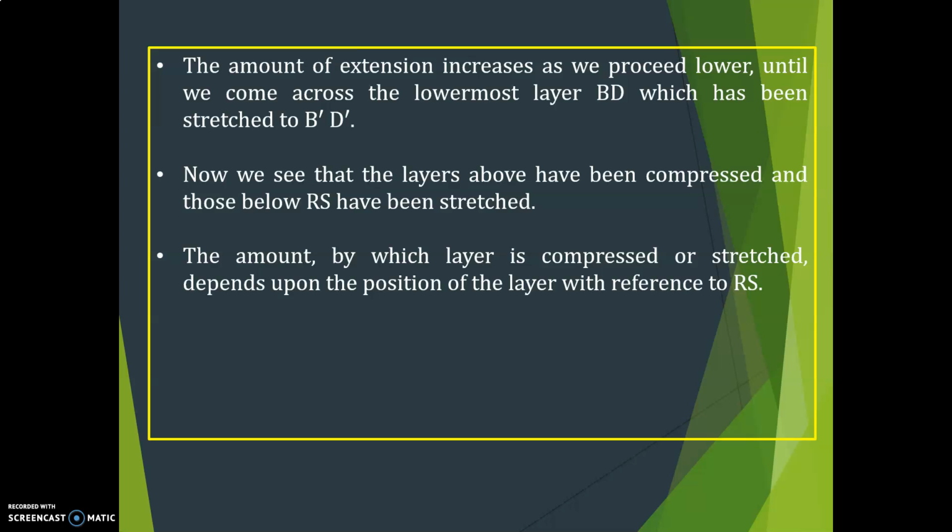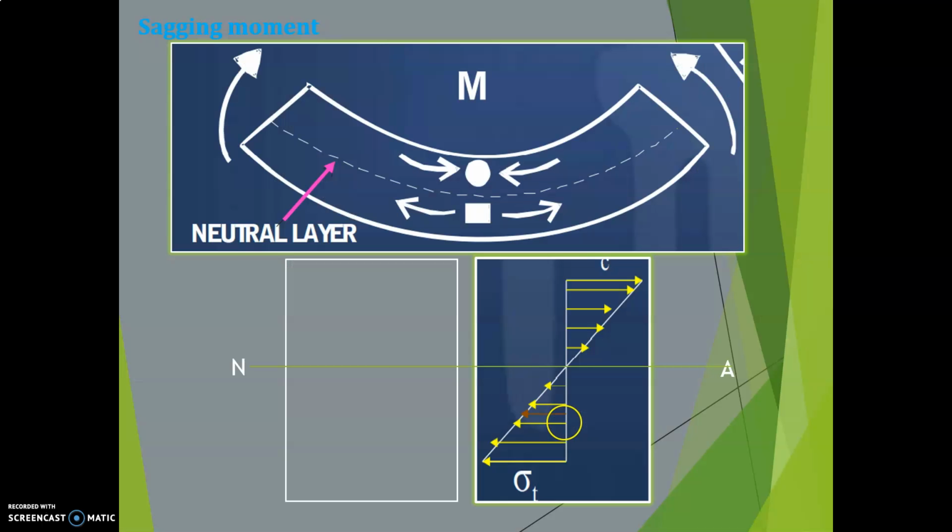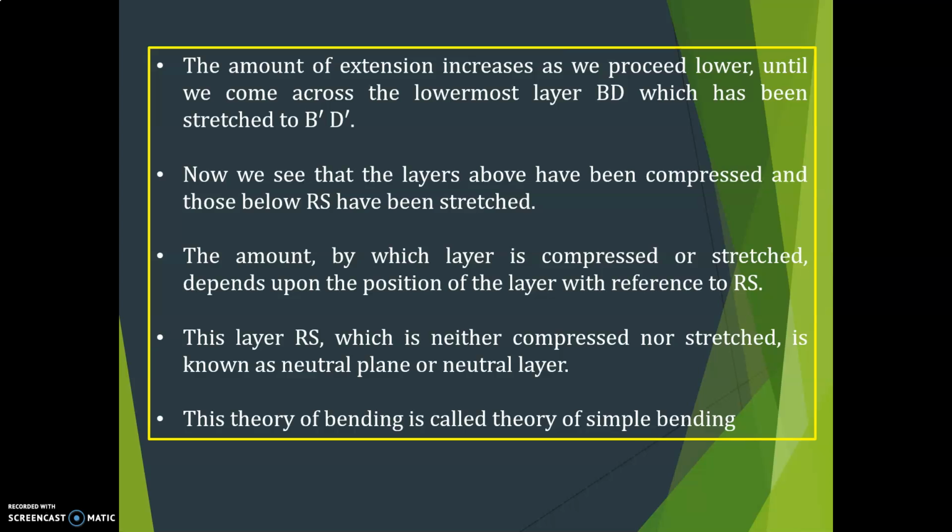The amount by which a layer is compressed or stretched depends upon the position of the layer with reference to RS. This layer RS, which is neither compressed nor stretched, is known as the neutral plane or neutral layer. So the middle layer remains the same, neither compressed nor stretched, and that layer is called the neutral layer or neutral plane. This theory of bending is called the theory of simple bending. I hope all of you understood.